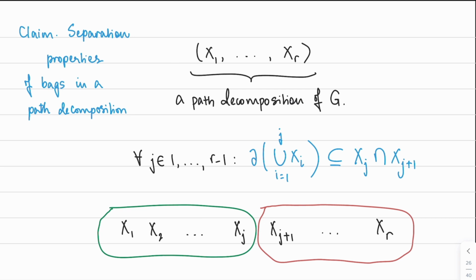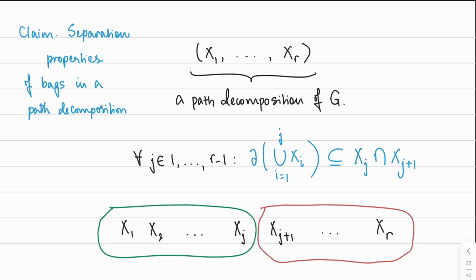So X_j and X_{j+1}. Once again, just to reiterate, what we are saying is take a path decomposition, look at the first j bags, take the union of these j bags and look at that subset of vertices in the graph. Let's call this A. And similarly, take all the bags from the j plus 1th bag all the way up to the last bag, the rth bag, take the union of those bags. That's another subset of vertices of the graph, and that's B.